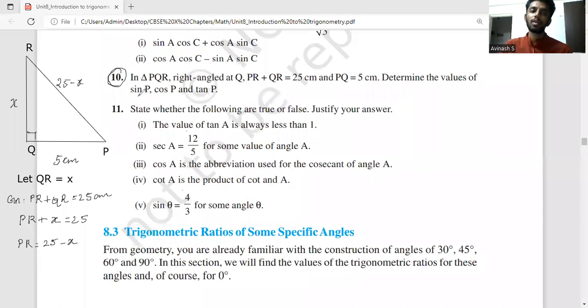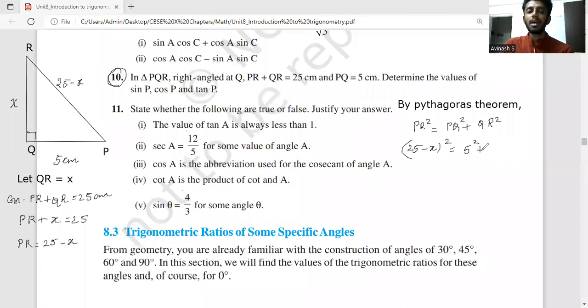And now we are going to apply the concept of Pythagoras theorem. So I'm doing it on the right side of the screen. So by Pythagoras theorem, what happens is hypotenuse square, which is nothing but PR. So PR square is equal to PQ square plus QR square. So this is the formula for Pythagoras theorem. Now what is PR? PR is nothing but 25 minus x. Please do listen. So this is the whole square. PQ is 5 and QR is, sorry, QR is x.